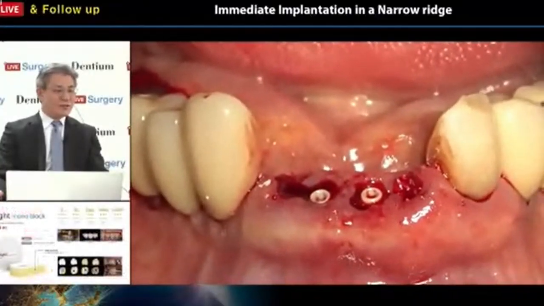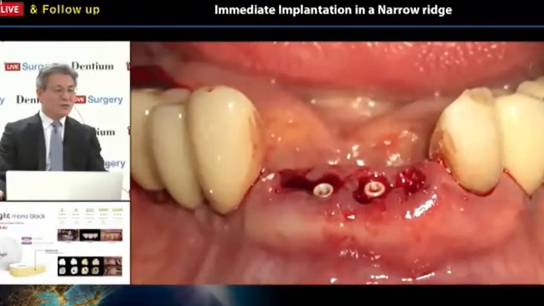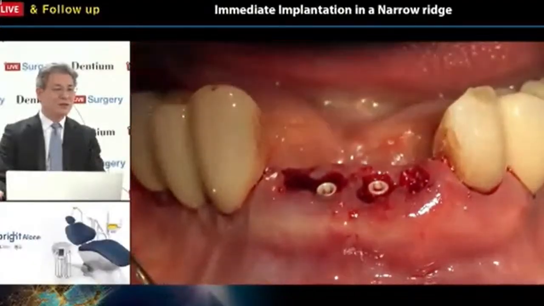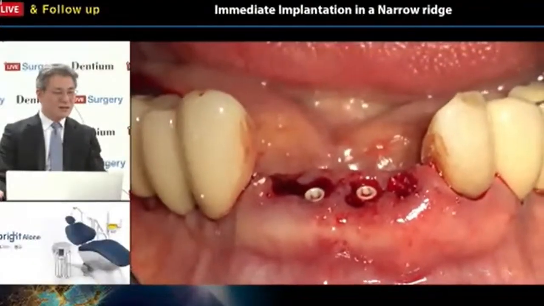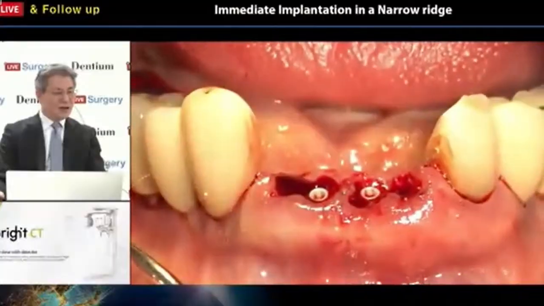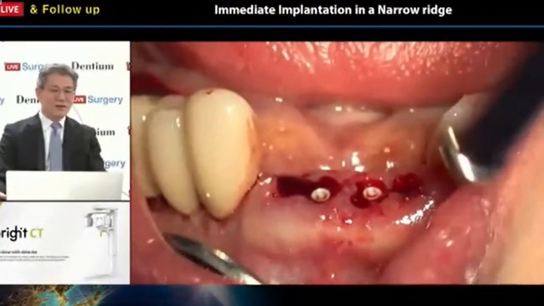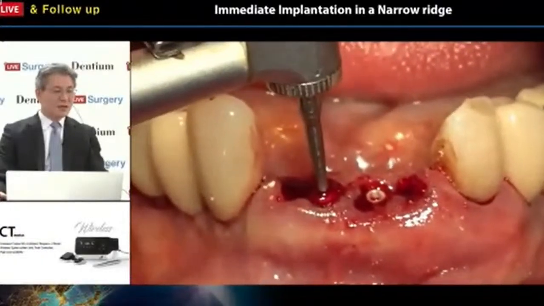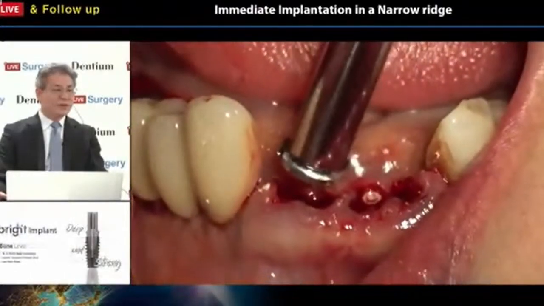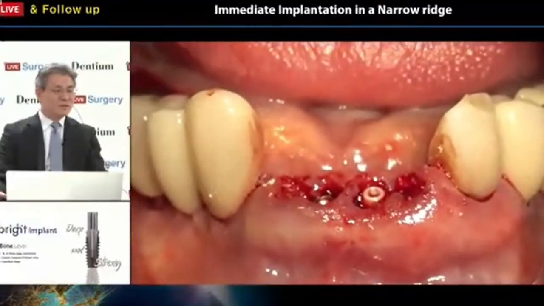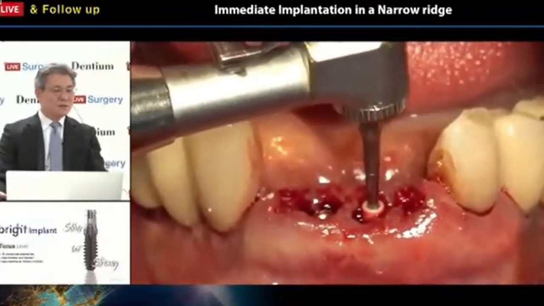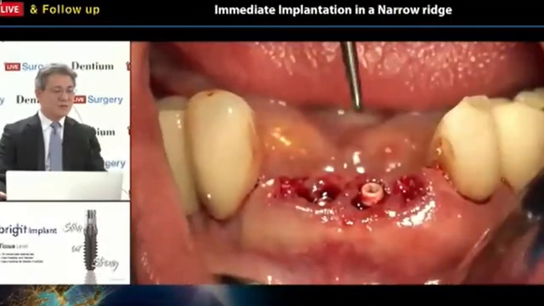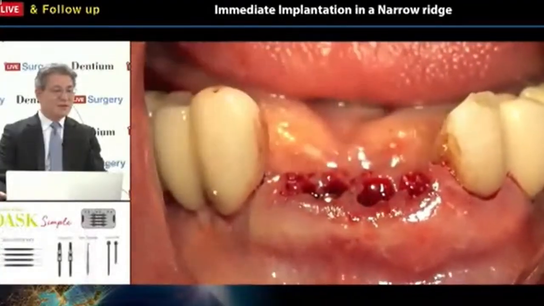Okay, after insertion, check the torque with the hand ratchet. During the ratcheting, I can guess about 35 Newton, almost 35 Newton. So that is enough insertion torque.